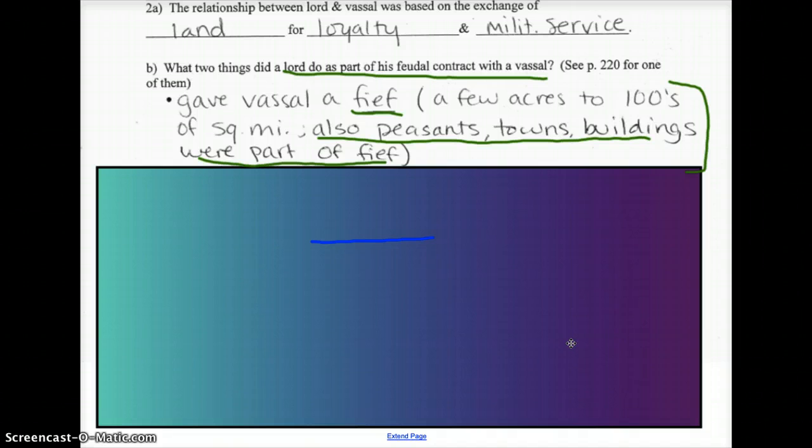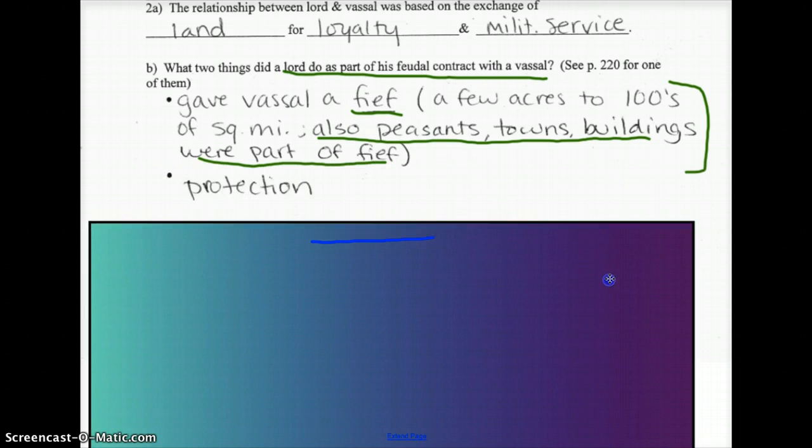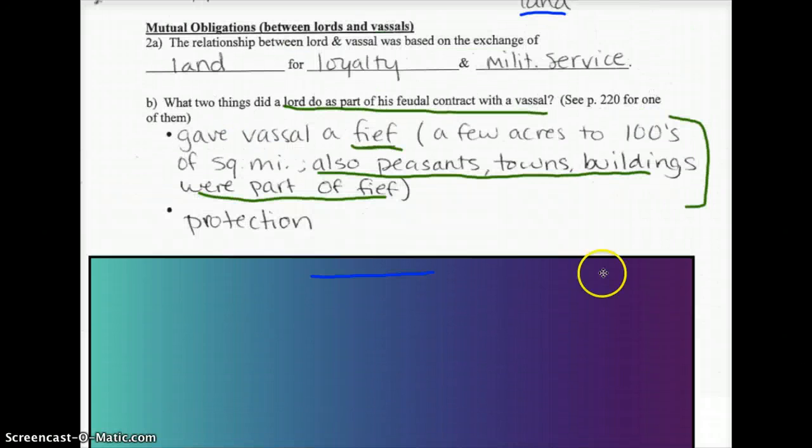A vassal also got everything that was on the land, and a bunch of items are listed there. Next up, you have protection. So the lord was supposed to protect the vassal, and that was part of the deal with the feudal contract.